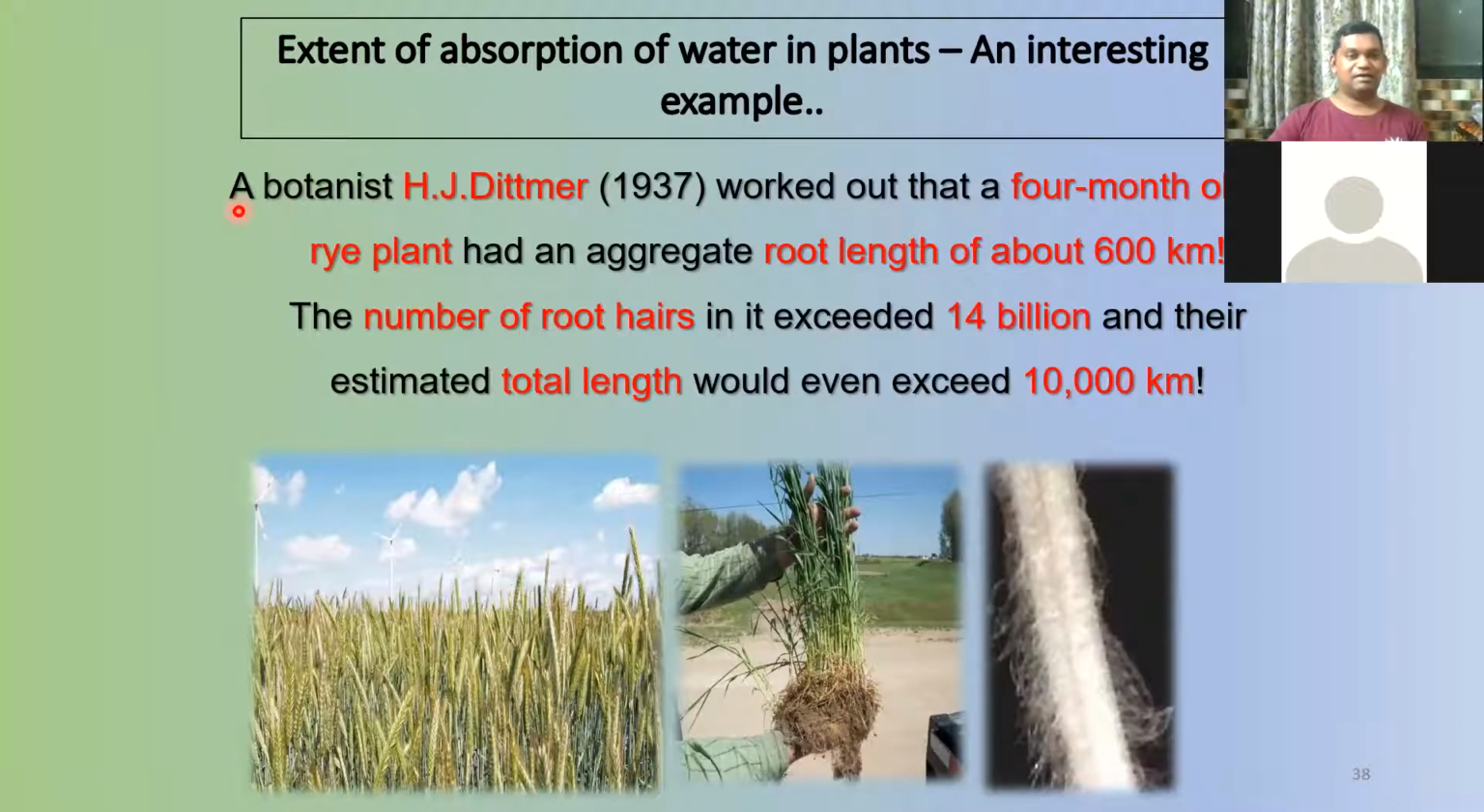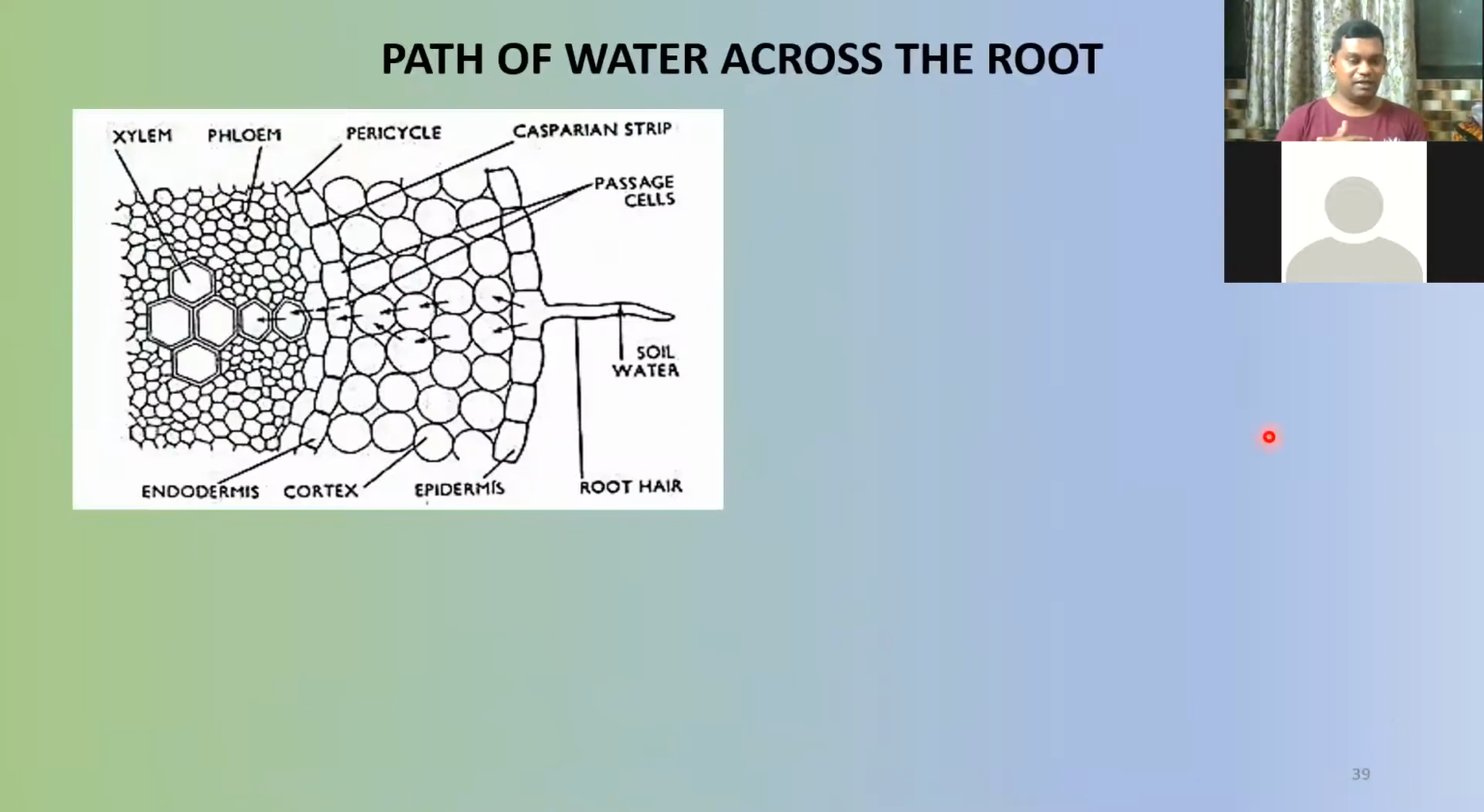Correct. This is the level of adaptation you can observe. Yes, of course. Example, absorption. Absorption properly. Yes, very clear. हमने ये देखा कि root hair के through soil water enters the root hair. Now the next important step before the translocation.